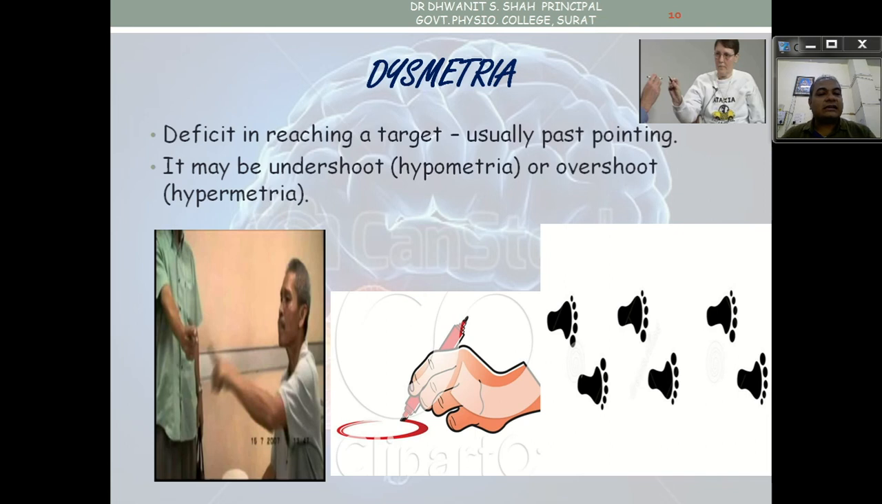Or you can check the dysmetria of the lower limb by making the patient step on footprints drawn on the floor, and tell the patient to place the foot exactly on the footprints. But the patient is not able to make a judgment. The movement is, as I told you, undershooting or overshooting, going beyond the margin or going within the margin. Then it is called dysmetria, positive for the upper limb and lower limb. This is how you check dysmetria.